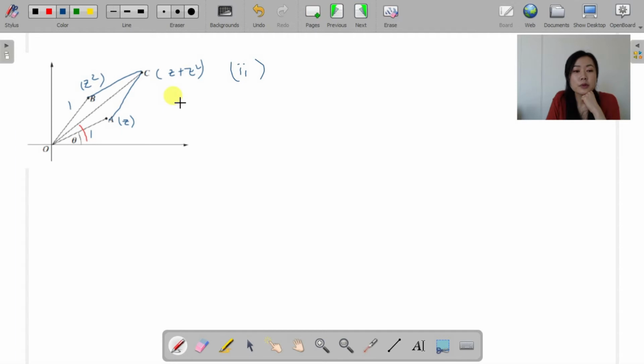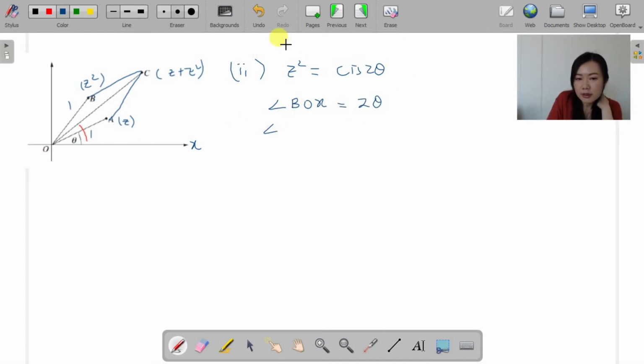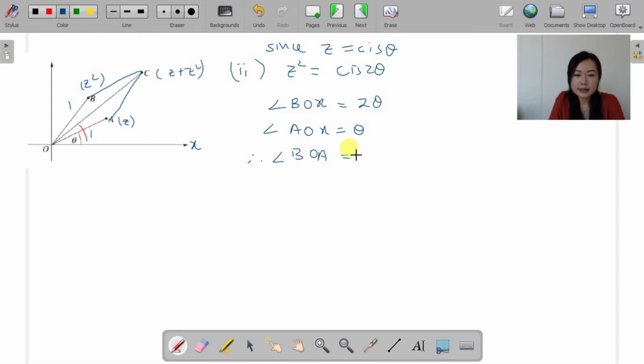Well, let's start with what we already said: z squared is cis 2 theta, right? So let's call that x. So angle BOX is equal to 2 theta. That's what it means. And Z is cis theta, Z squared is cis 2 theta, so AOX is theta. Therefore, angle BOA is 2 theta minus theta, which makes this theta. So this bit here is theta.